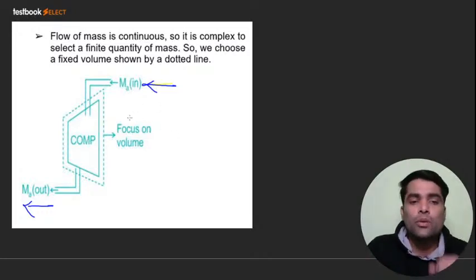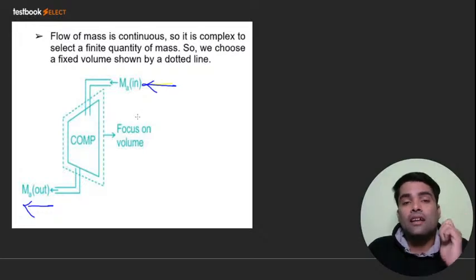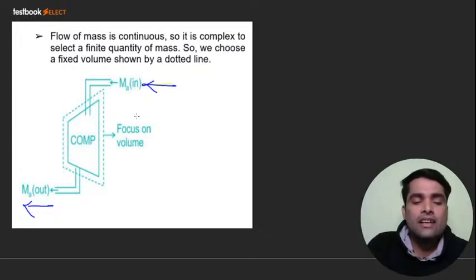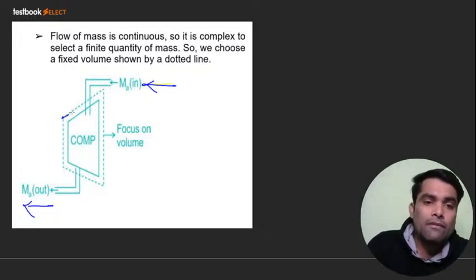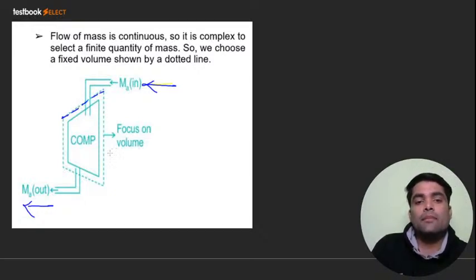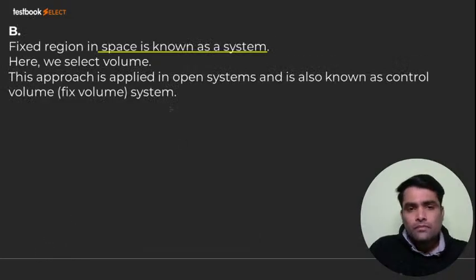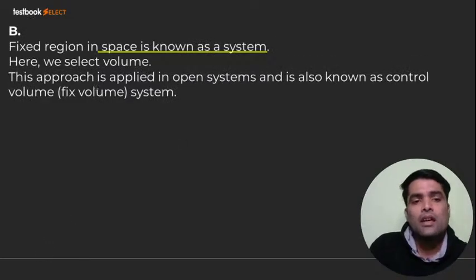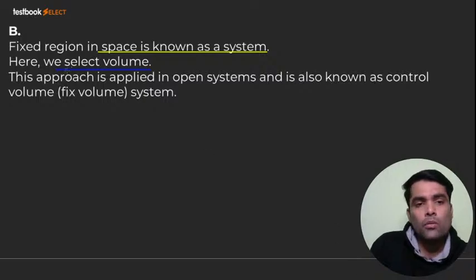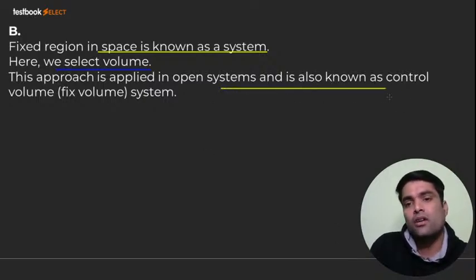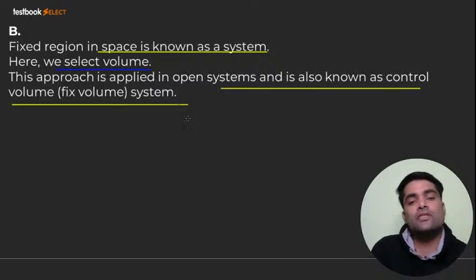So what we are doing in that case, we are selecting some imaginary system, that is, I have tried to fix the volume like this. You can see the dotted line, and my focus will be on volume. मेरा फोकस किस पे होगा, वॉल्यूम पे. Why not on mass? Because the mass is not fixed, okay. The same thing I have written over here, that here we select volume, and this approach is applied in open systems and is also known as control volume, okay.